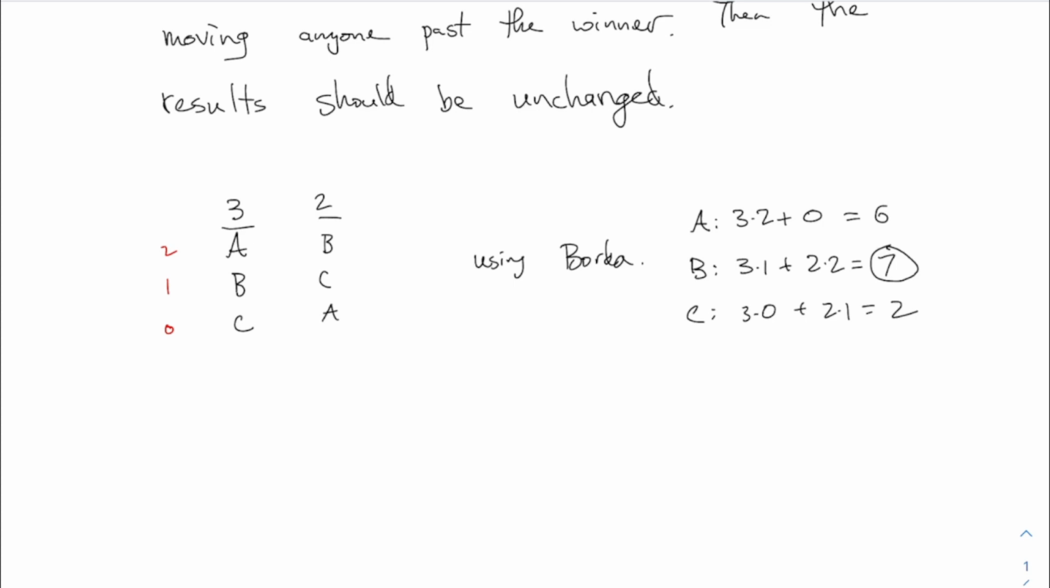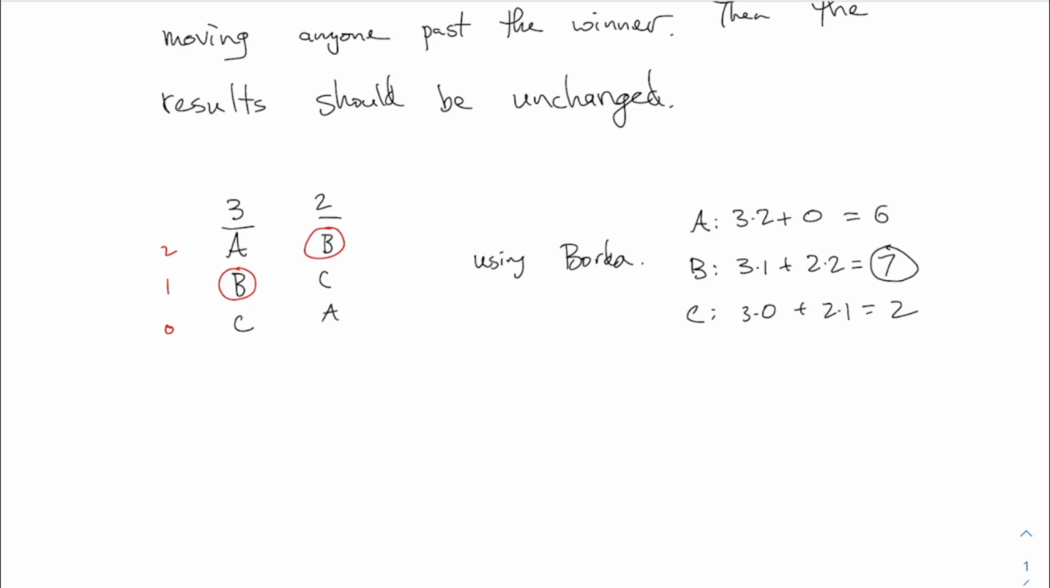Just to help myself out, I'm going to circle the winner here just so that I can pay attention to who was the winner and who was not the winner, all right? And the kind of change that I'm talking about is we change the ballots without moving anyone past the winner, and B is the winner.